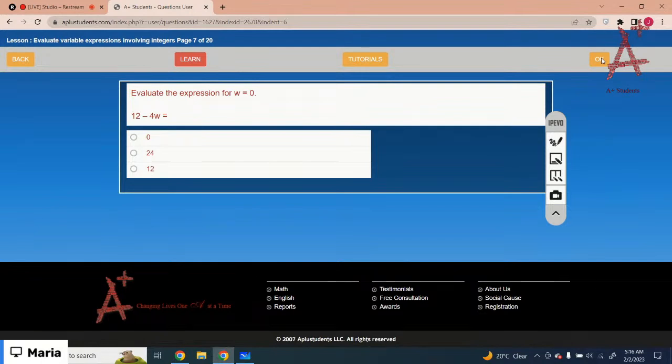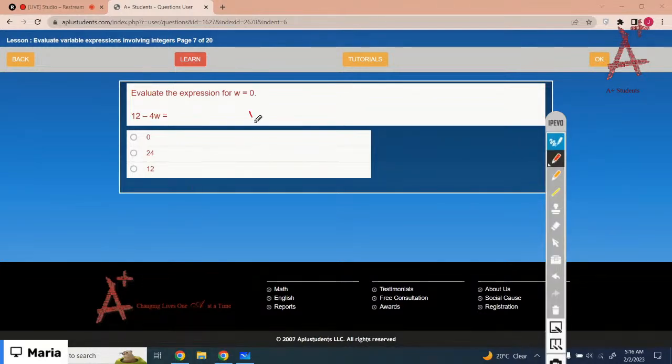The next one is evaluate the expression for w equals 0. So just replace the variable with the value, replace the w with 0. So it would be 12 subtract 4 times 0. So 4 times 0 is 0. So 12 take away 0 is 12. So the correct option is 12. Got it?